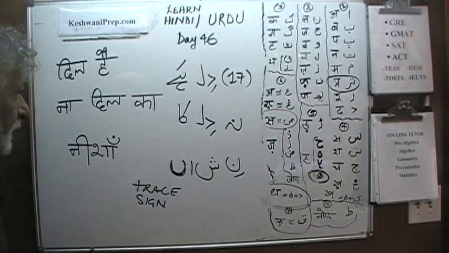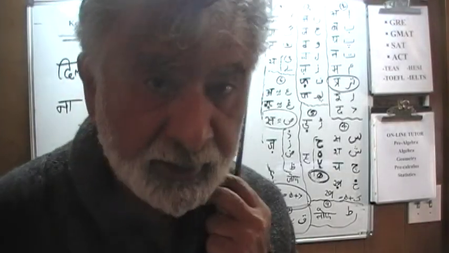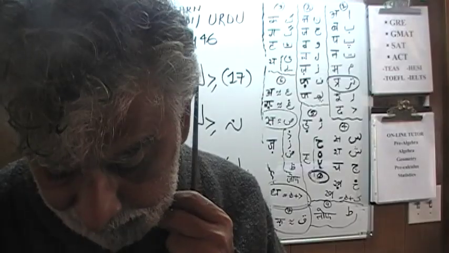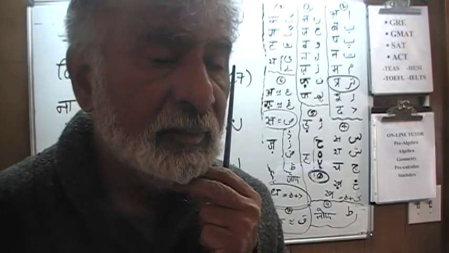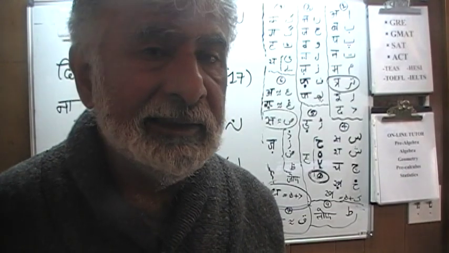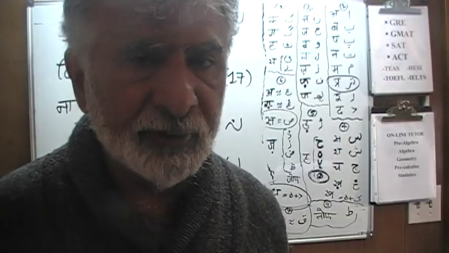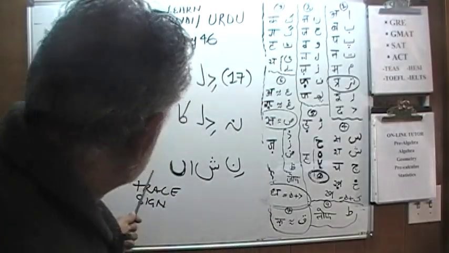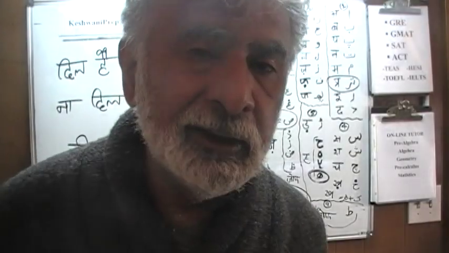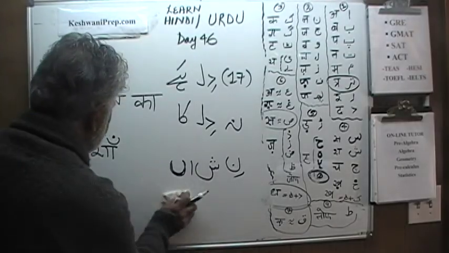My heart burned in such a way, is tarah जल गया दिल, my heart burned in such a way that dil hai na dil ka nishan, that neither my heart nor any trace, any sign, any remnants remain. Nothing is left. There is no sign of it. It's all gone. Dil hai na dil ka nishan. Neither my heart nor any trace of it can be found. That's what it says. Let's do the next line.